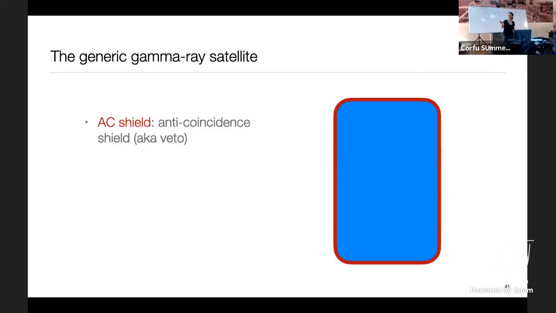Therefore, the first element of a gamma ray detector is a shield that will not block cosmic rays, because if you block them, then you also block gamma rays and you don't detect them anymore. But it simply records them. It sees that a charged particle has passed, and therefore you know that the particle passing at that exact moment was charged particle background. So this is an anti-coincidence shield, also called a veto.